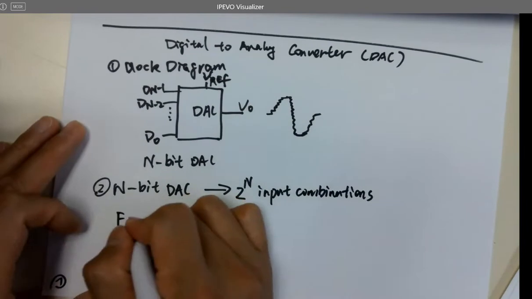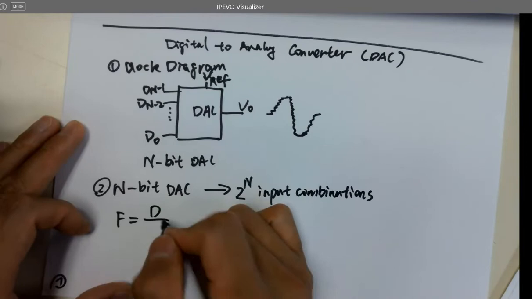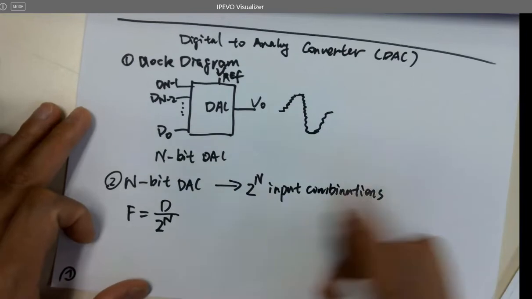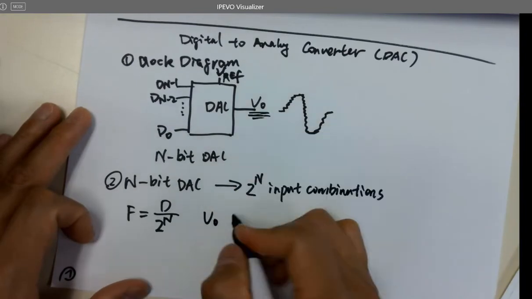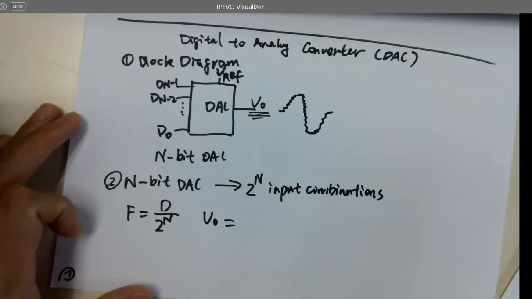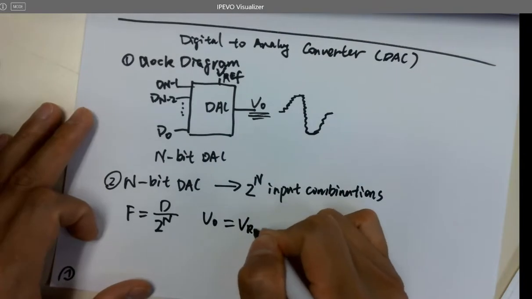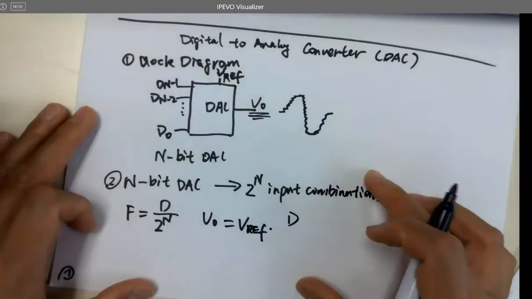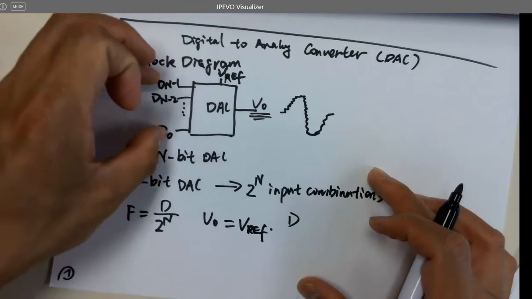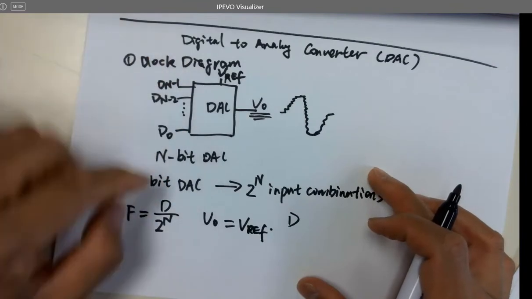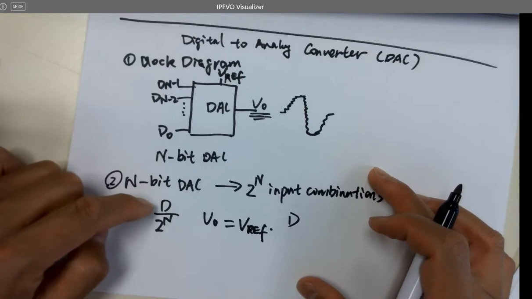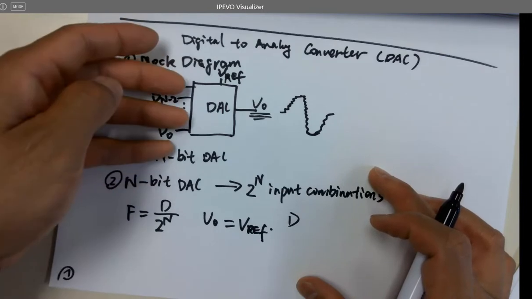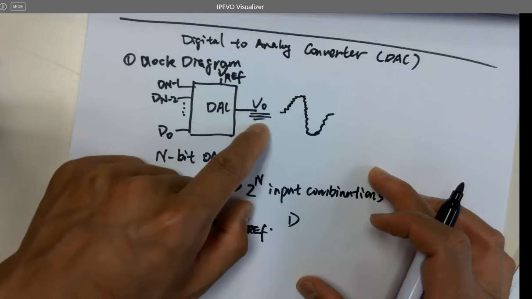So there's a factor defined like this: D over 2 to the n, and V out equals V ref, which is the overall voltage, times the portion. The portion is D, which is the input word, it doesn't matter what the input is. It's just a combination of the binary numbers. So D over this many combinations is the portion of that input, and times the overall voltage is going to be the output voltage.